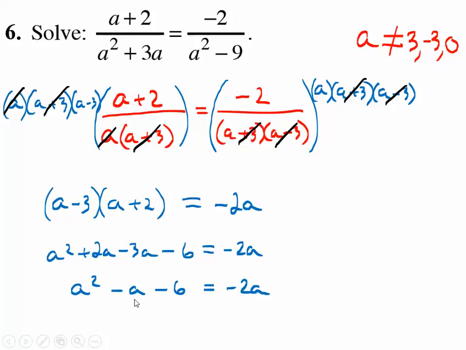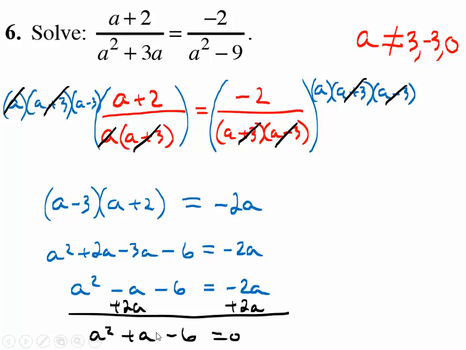Alright, next. Yeah, let's add this part right here over to the side. Finally set equal to 0. So plus 2a on both sides. And let's see what I got here. Negative 1 plus 2 gives plus a, perfect. And I think it's time for factoring here.